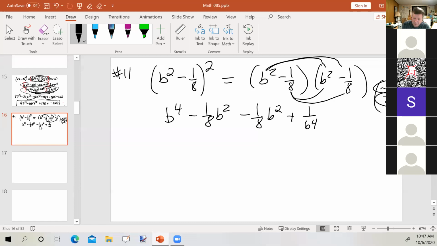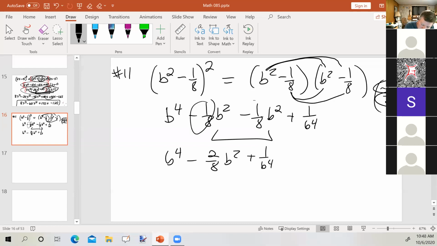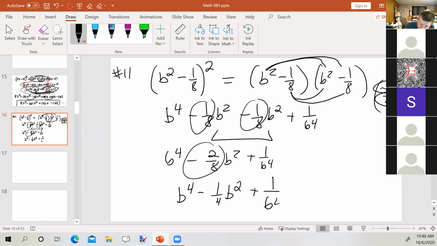Okay. Combining like terms, I get b to the 4th minus 2/8 b squared plus 1/64. Minus 1/8 minus 1/8 is minus 2/8, but I can reduce that, so I get b to the 4th minus 1/4 b squared plus 1/64.